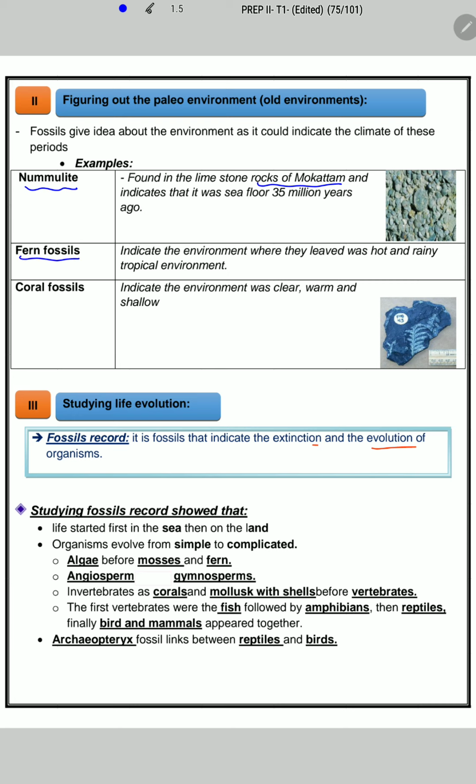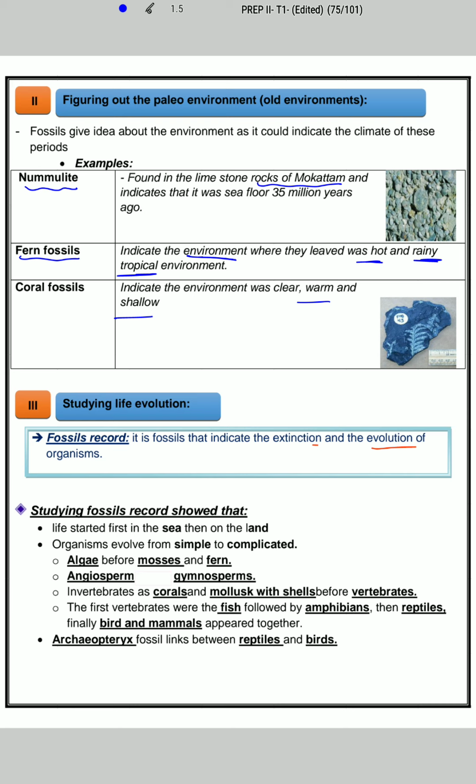If you found fern fossils in a place, it indicates that this environment is or was hot, rainy and tropical. If you found coral fossils like the coral reefs, you can conclude that the environment was clear, warm, and shallow. So, by studying fossils, we can discover the old environments and their properties.